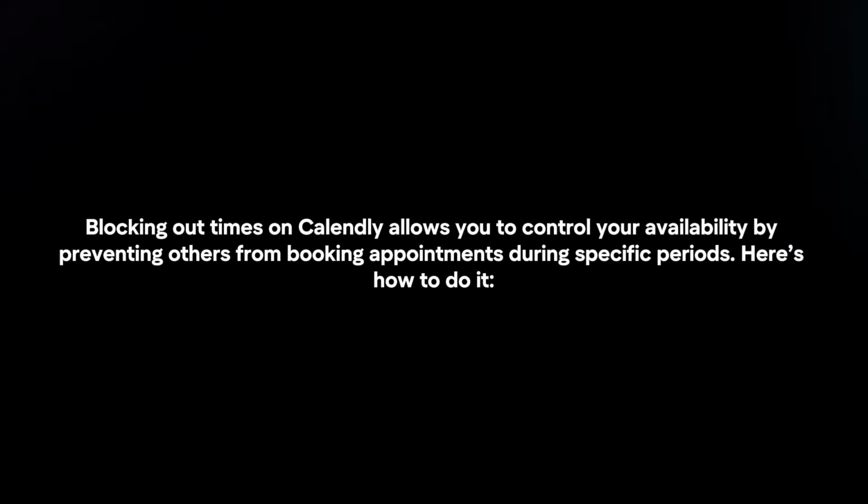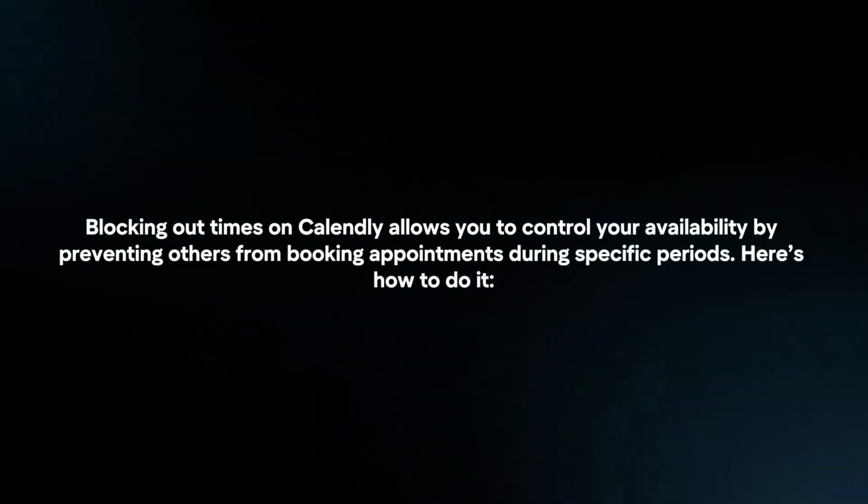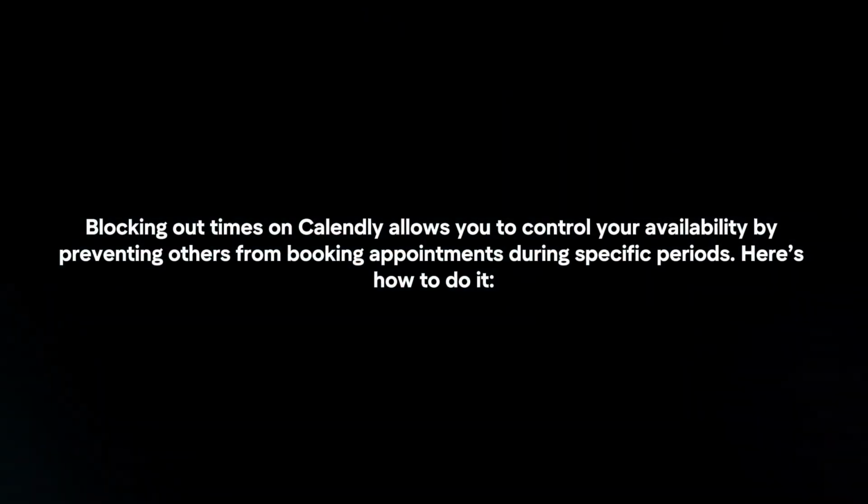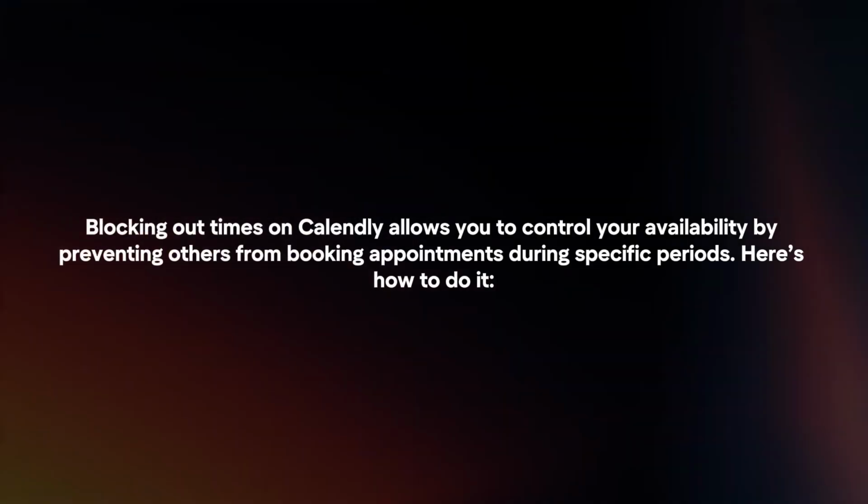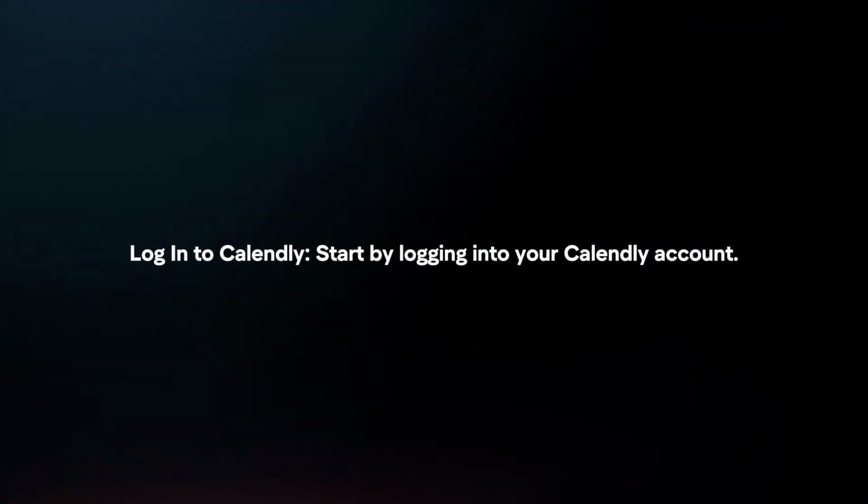Blocking out times on Calendly allows you to control your availability by preventing others from booking appointments during specific periods. Here's how to do it. Log into Calendly. Start by logging into your Calendly account.